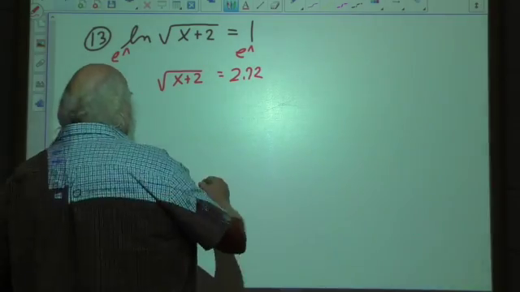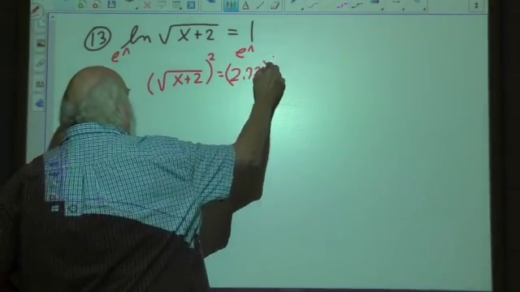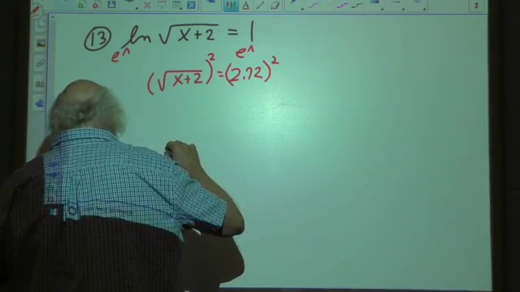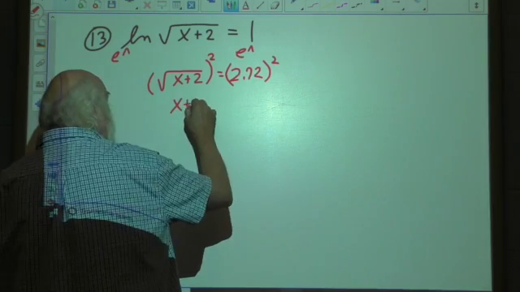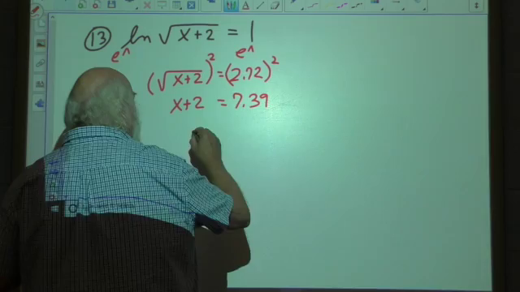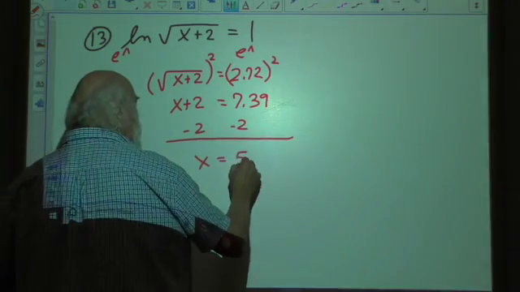Now I have to get rid of the square root, so I'm going to square both sides. So x plus 2 equals 7.39. Subtract 2 from both sides, and x equals 5.39.